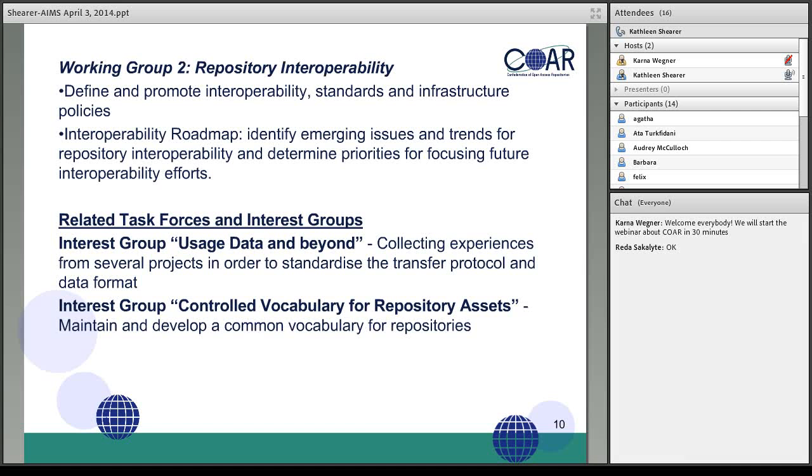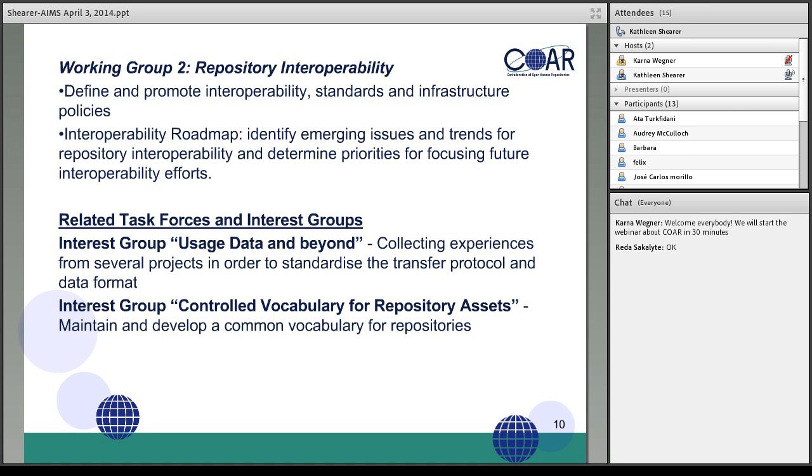We also have two smaller task forces or interest groups that are part of this working group. One is looking at usage data and beyond. Obviously usage data is a really important issue for repositories. We want to demonstrate that the content is being used. There are some issues with bots and how to measure usage appropriately. And then there are also issues of trying to come up with common methods for usage data across repositories so that we have measurements that we can use across the different repositories.